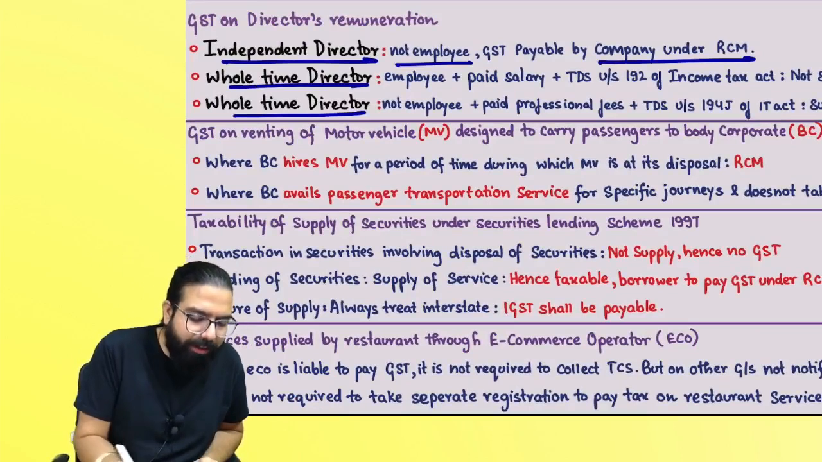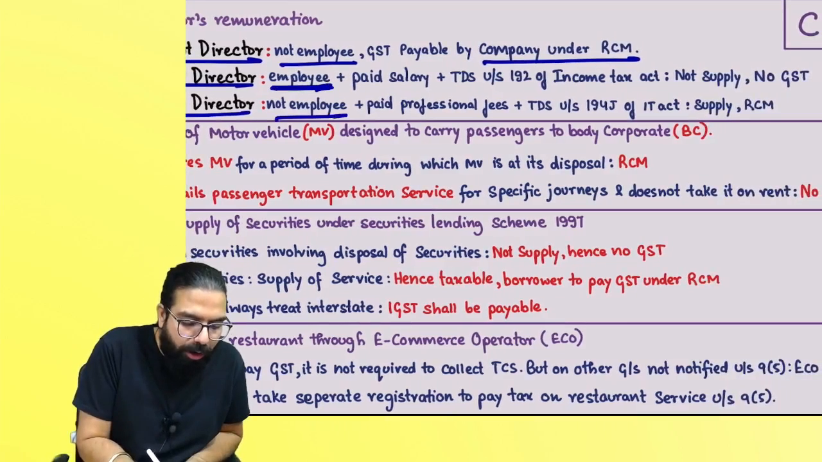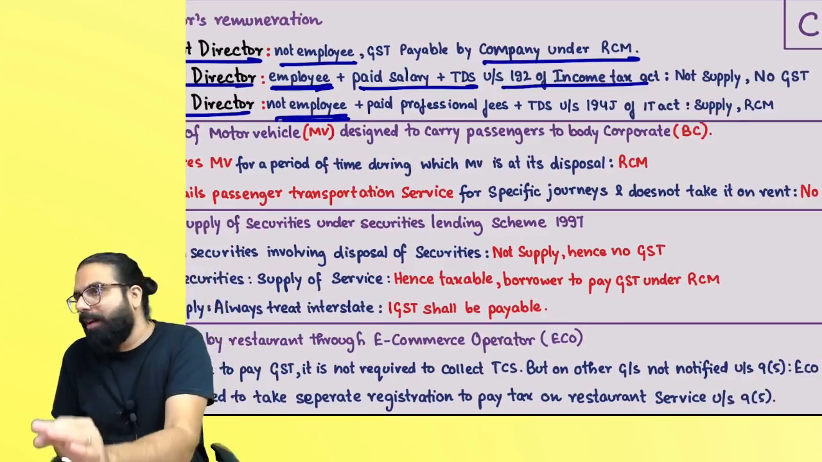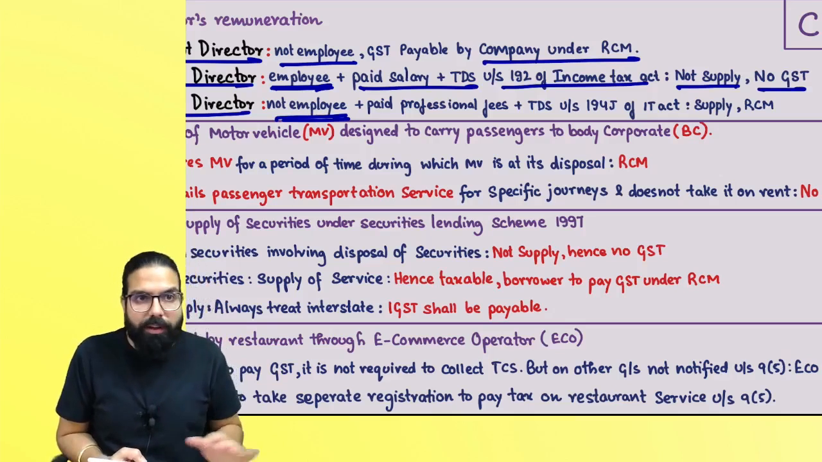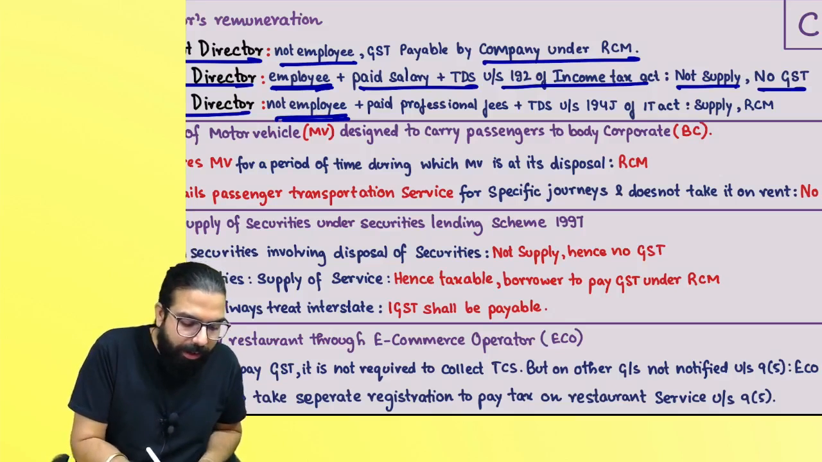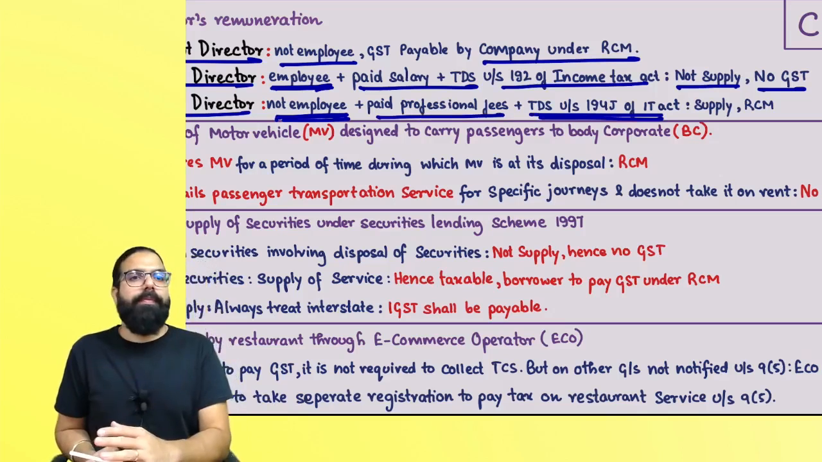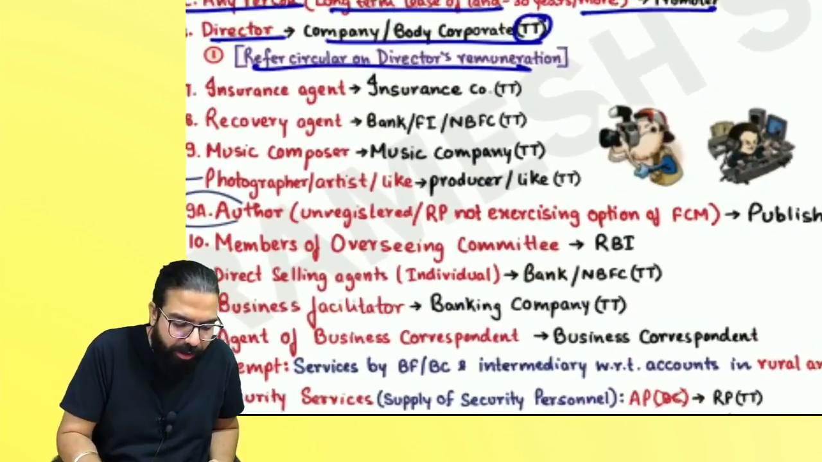However, if a whole-time director is giving services to the company, you have to see whether the whole-time director is an employee or not. If he is an employee and is given salary and TDS under section 192 of the Income Tax Act is deducted, then it is salary, it is not a supply, and no GST. Third, if the whole-time director is not in the capacity of an employee, but gives services and professional fees is paid, when 194J TDS is deducted, then it's a supply and the company will be liable to pay GST under RCM.